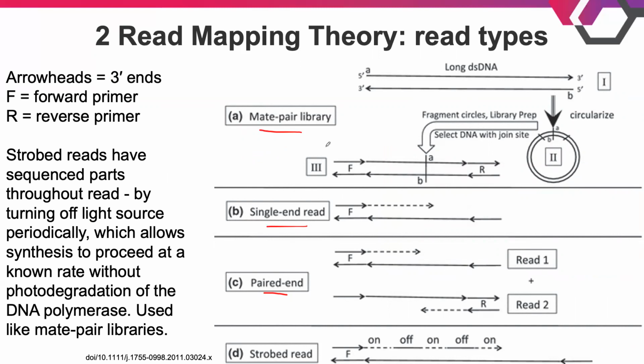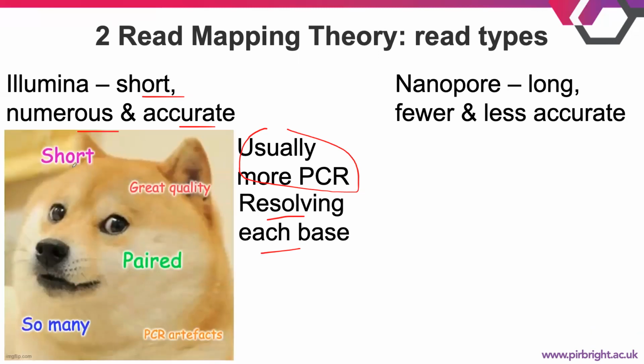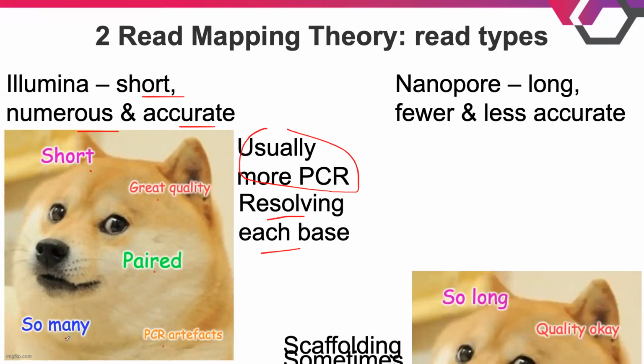When we look at short and long reads, as mentioned previously in other courses, we have Illumina reads, which are short, numerous, and tend to be very accurate. They often have more PCR associated with them compared to the longer nanopore reads or longer PacBio reads, and they're useful for resolving each individual nucleotide. So to summarize those features: they're short, high quality, typically paired. There may be PCR artifacts and very, very many.